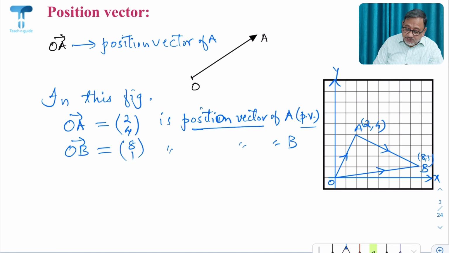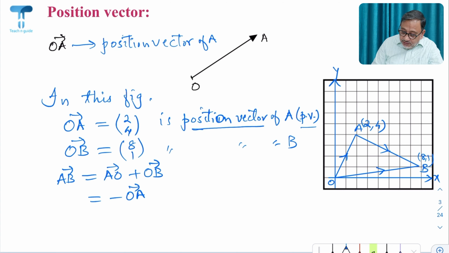Now if I have to represent AB, how I am going to write AB? You have already seen how to add vectors, okay. So if I want to write AB, then what I have to write? AO plus OB, isn't it? So AB will be equal to AO plus OB. Now AO can be negative of OA. You already know how to write negative of a vector, plus OB, or I can also write OB minus OA. Okay, this is called the position vectors of AB.